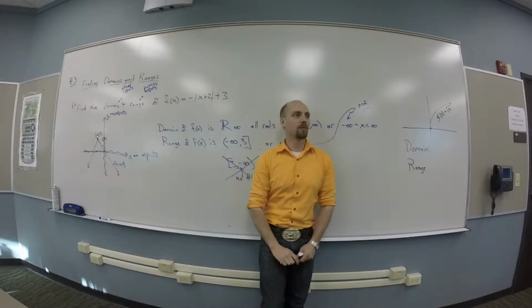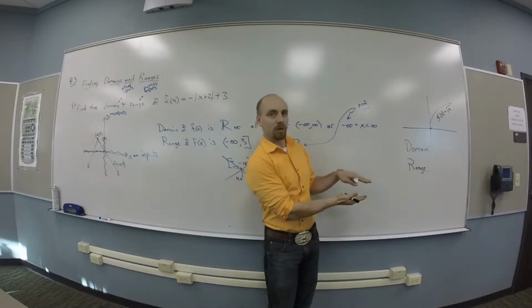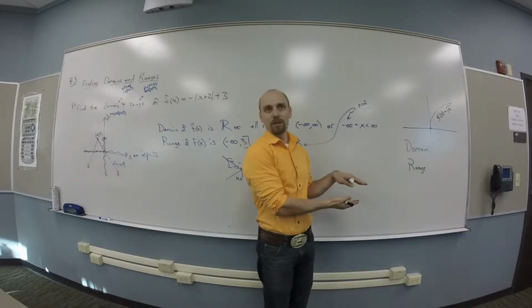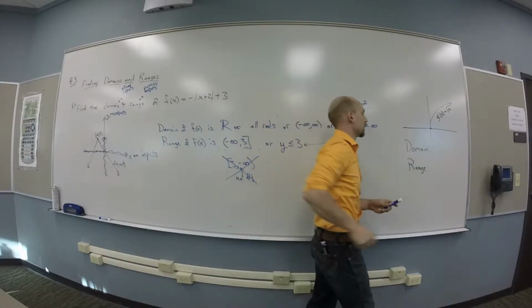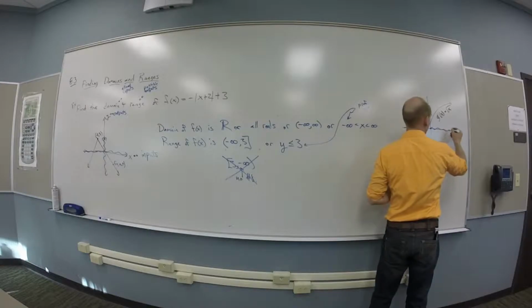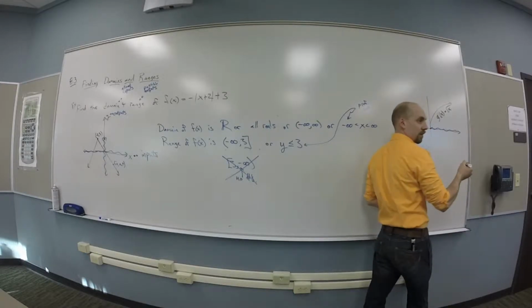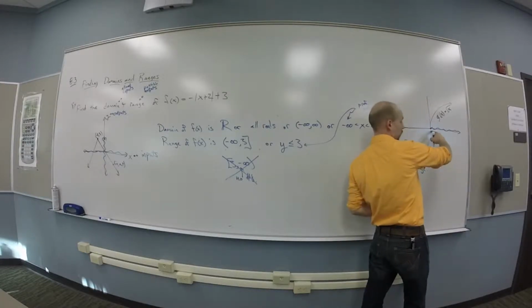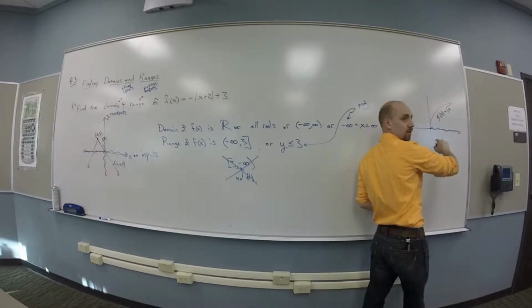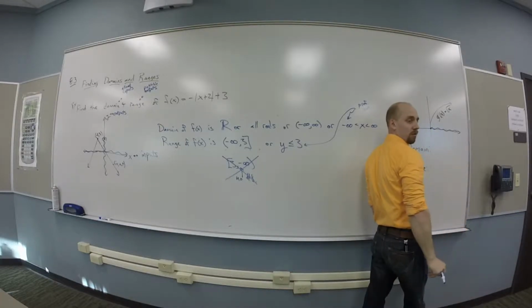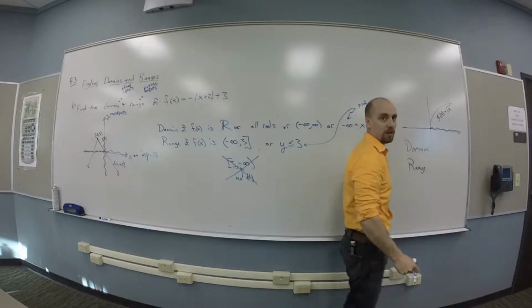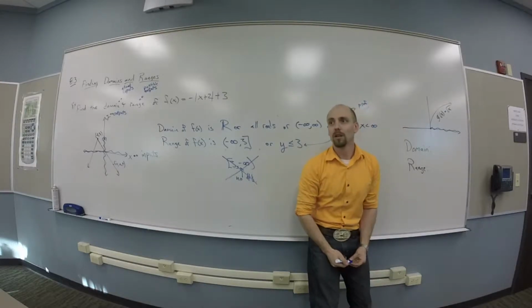So finding the domain, which way do you smash? Yep, this way. Onto the input axis, or the x-axis. So you get this stuff. Do you close this or open it? How do you know? Convince me, one way or the other. Closed or open? Because you're including all those numbers.